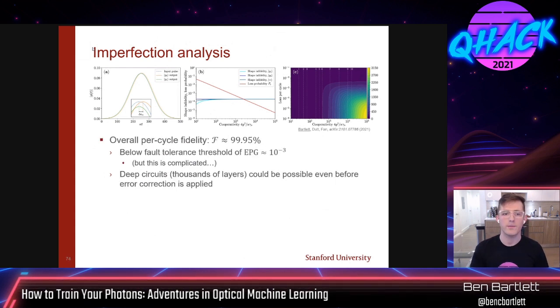So if you put this all together, the overall per cycle fidelity here is around 99.95% is what we could realistically expect. And the exciting part is that this value is tentatively below a high fault tolerance threshold of 10 to the minus 3. I don't want to claim that this is a fault tolerant architecture because that's a pretty involved, complicated claim, but it does certainly work with a high fidelity per cycle. And the other takeaway is that with this high fidelity, you could potentially have deep circuits that are even thousands of layers deep that could have still a fidelity above 50%, even before you apply error correction to your device.